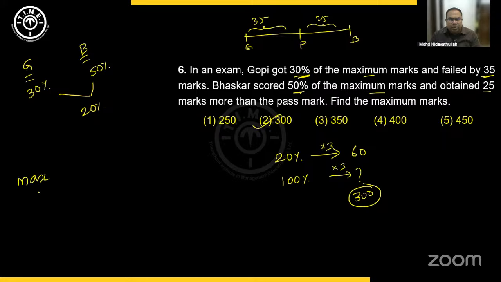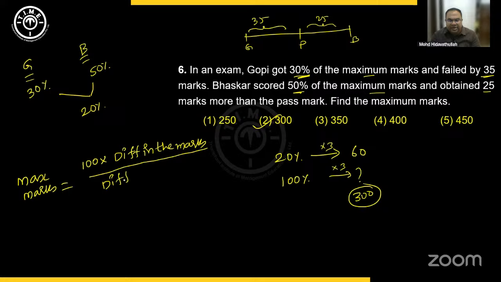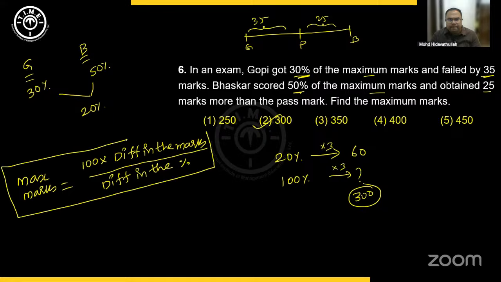For those who want a formula kind of representation, maximum marks is equal to 100 into the difference in their marks, divided by the difference in the percentage. 100 into the difference in the marks is 60, and the difference in the percentage is how much? 20. It has to be 300. I can do it like this also.